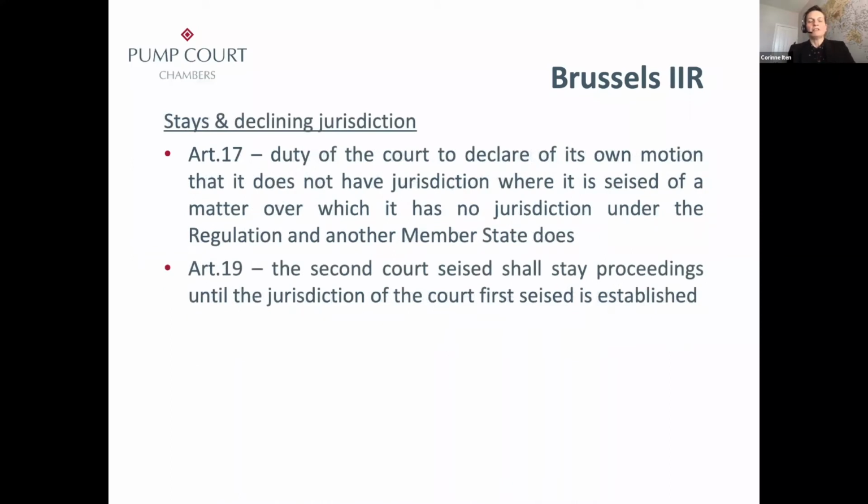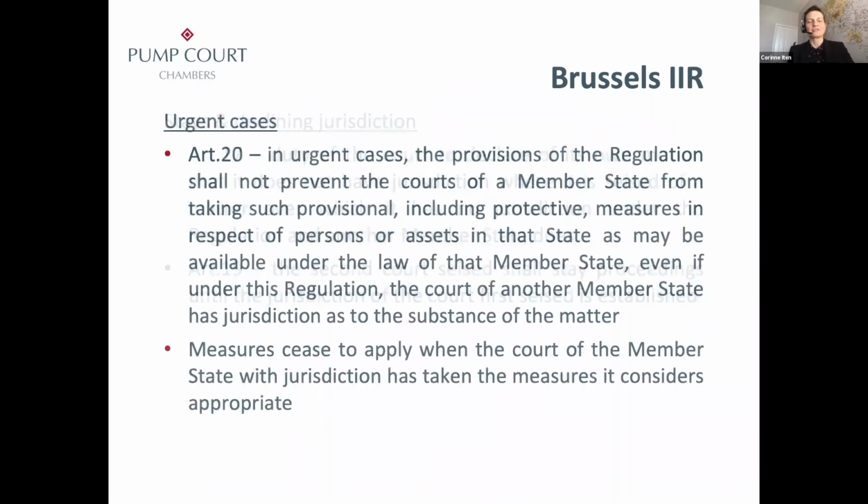Articles 17 and 19 deal with what should happen if there are potentially 2 courts who may have jurisdiction. I think I will skip on to the next one.